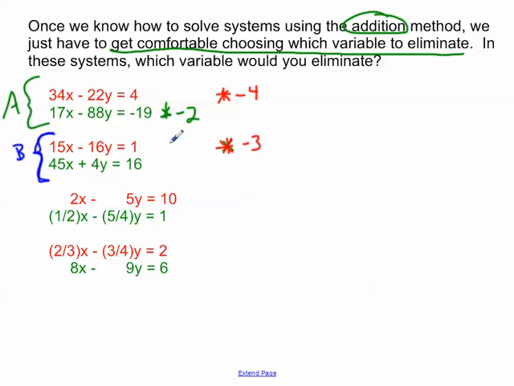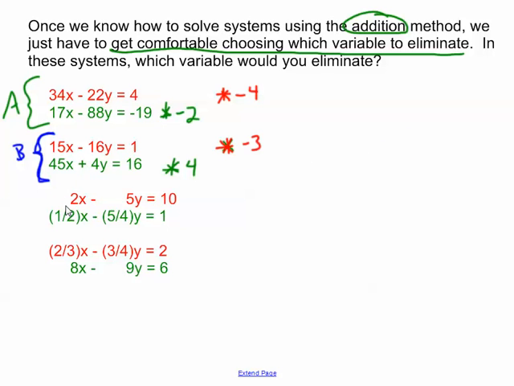Another possibility would be, instead of multiplying the red by negative 3, you could multiply the green by positive 4. If you did that, 4 times 4y would give you positive 16y. When you multiplied all these green terms out to get a new equation, the 16y would cancel with the negative 16y in the red equation. You'd solve for x and move forward that way.